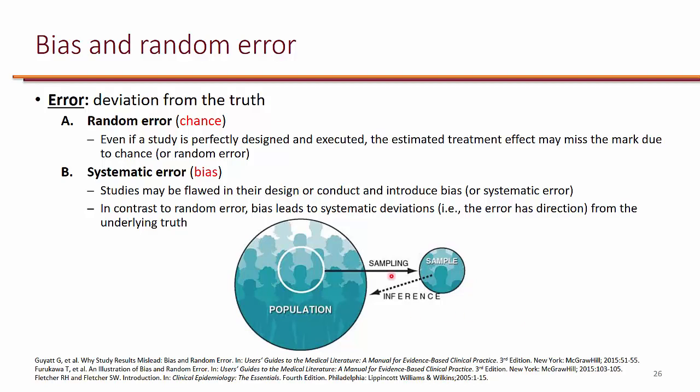Now, generally speaking, there are two types of errors that will occur in studies. One is due to chance alone, which we call random error. And one is systematic error, which we call bias. And both of these are important to consider anytime you evaluate clinical trials.